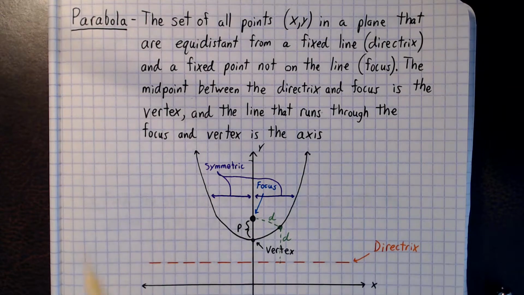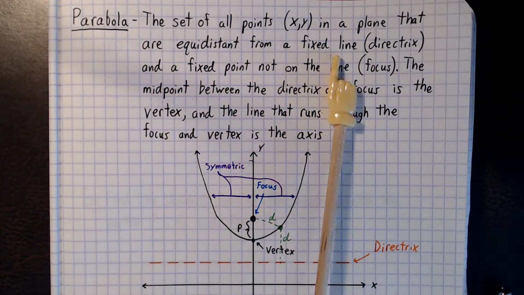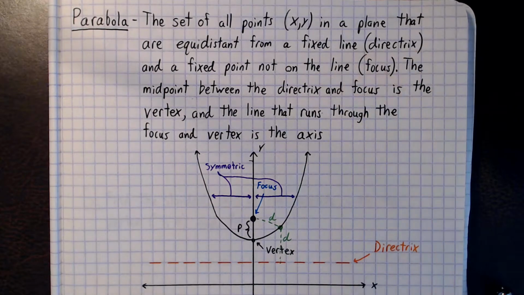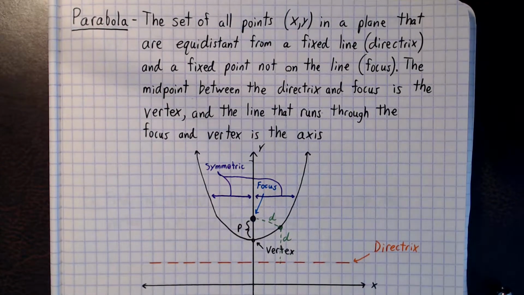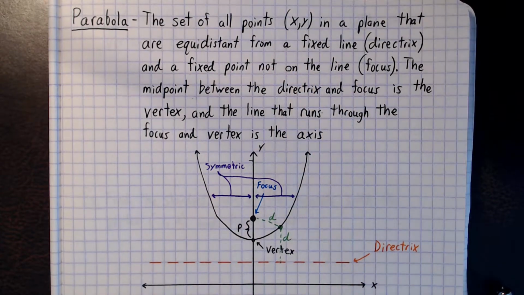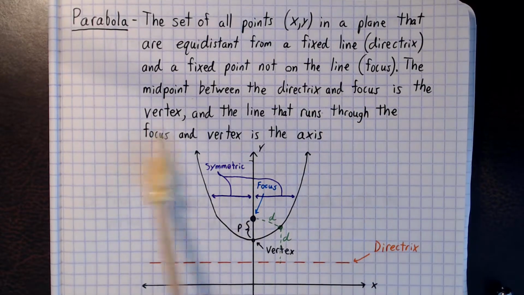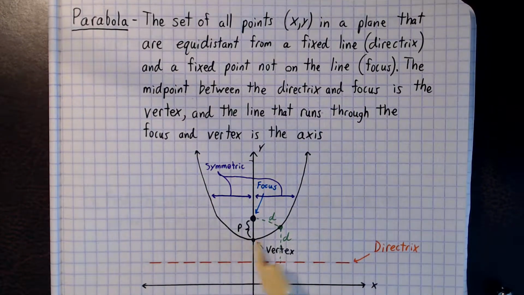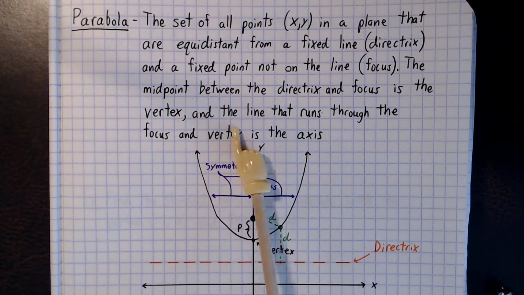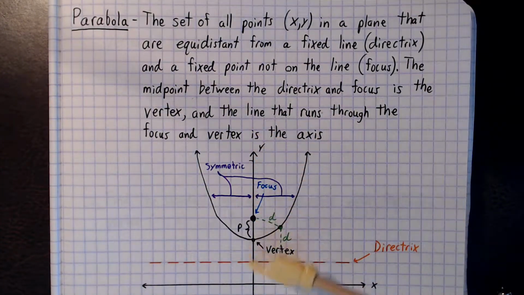Okay, a parabola is the set of all points x, y in a plane that are equidistant from a fixed line called a directrix, something we've never talked about before, and a fixed point not on the line called the focus. The midpoint between the directrix and the focus is the vertex, something that we can remember from the past. And the line that runs through the focus and the vertex would be our axis.